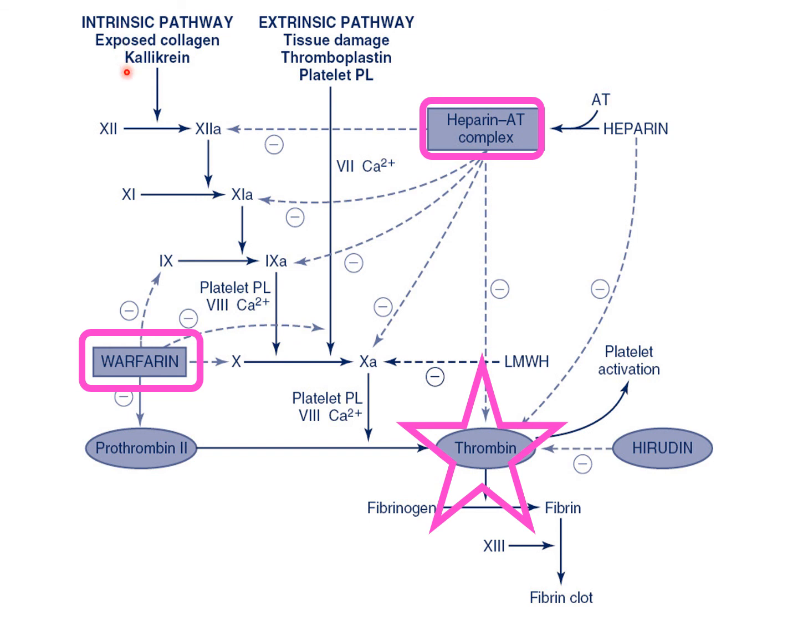Here's the intrinsic pathway. This is inside the vessels. And the extrinsic pathway is proteins that are coming from outside the vessels. So there are really two pathways here. But both of these drugs are getting after that clotting pathway, preventing us from getting here. Again, we're going to talk a little bit more about this later.